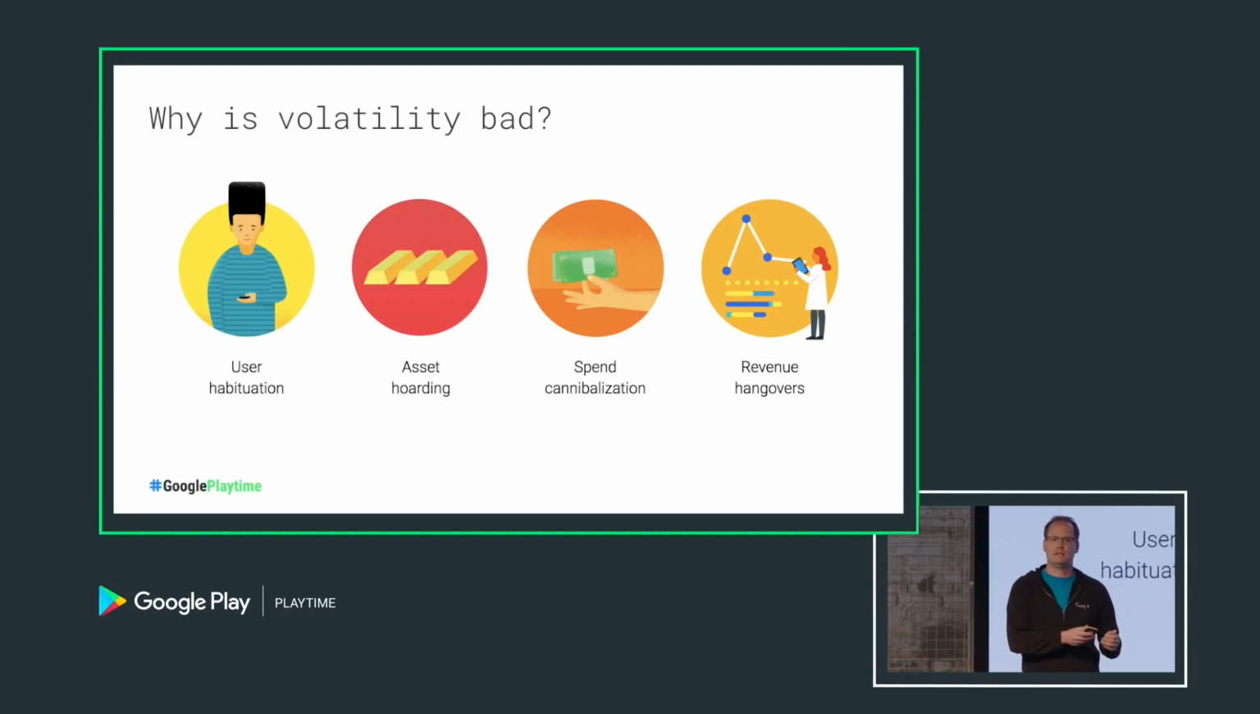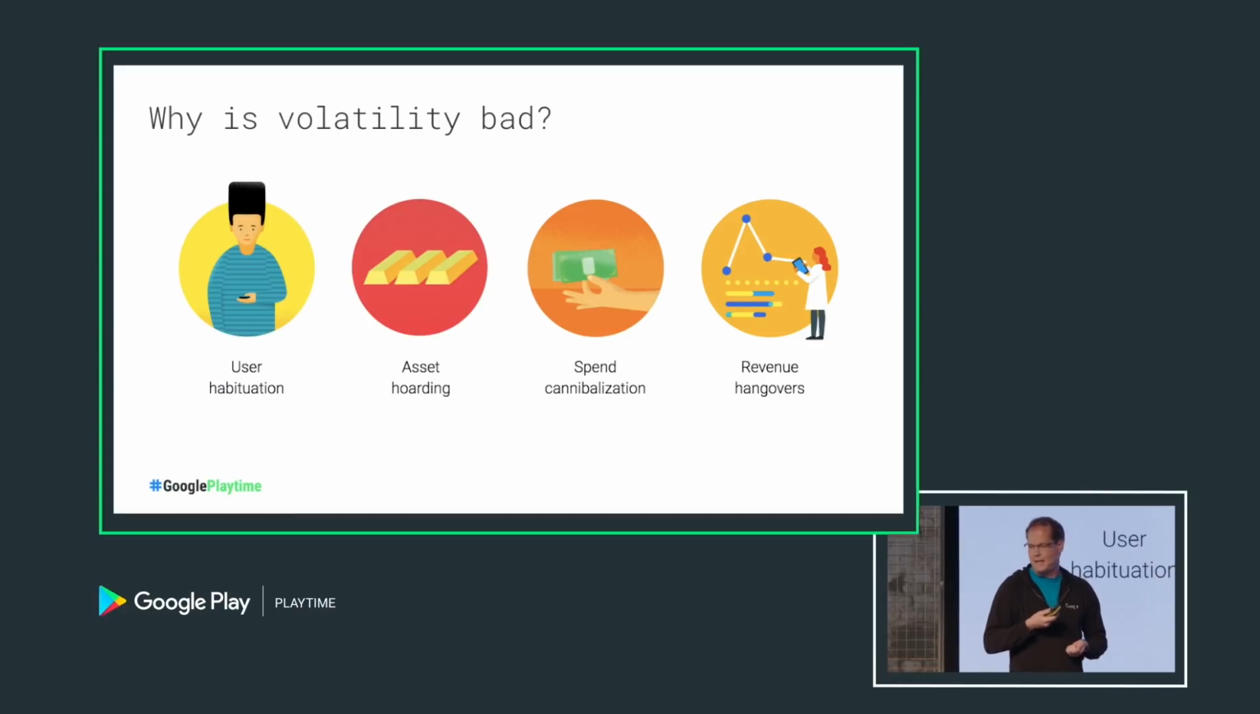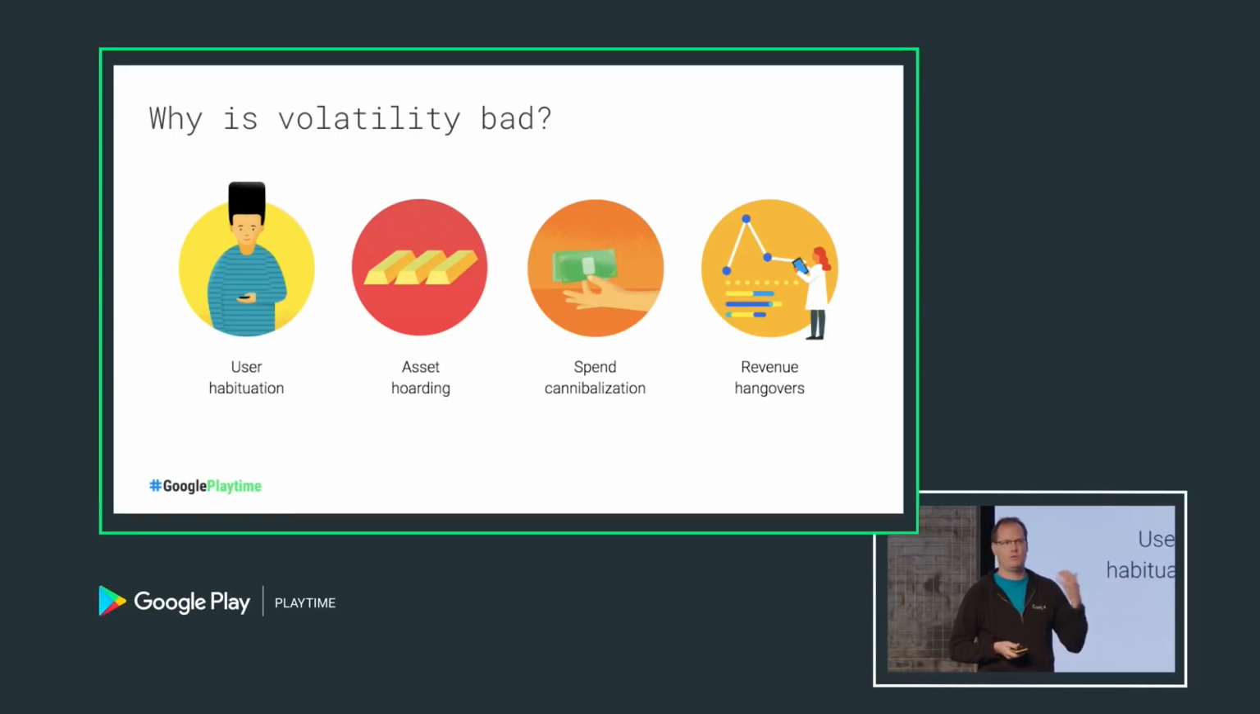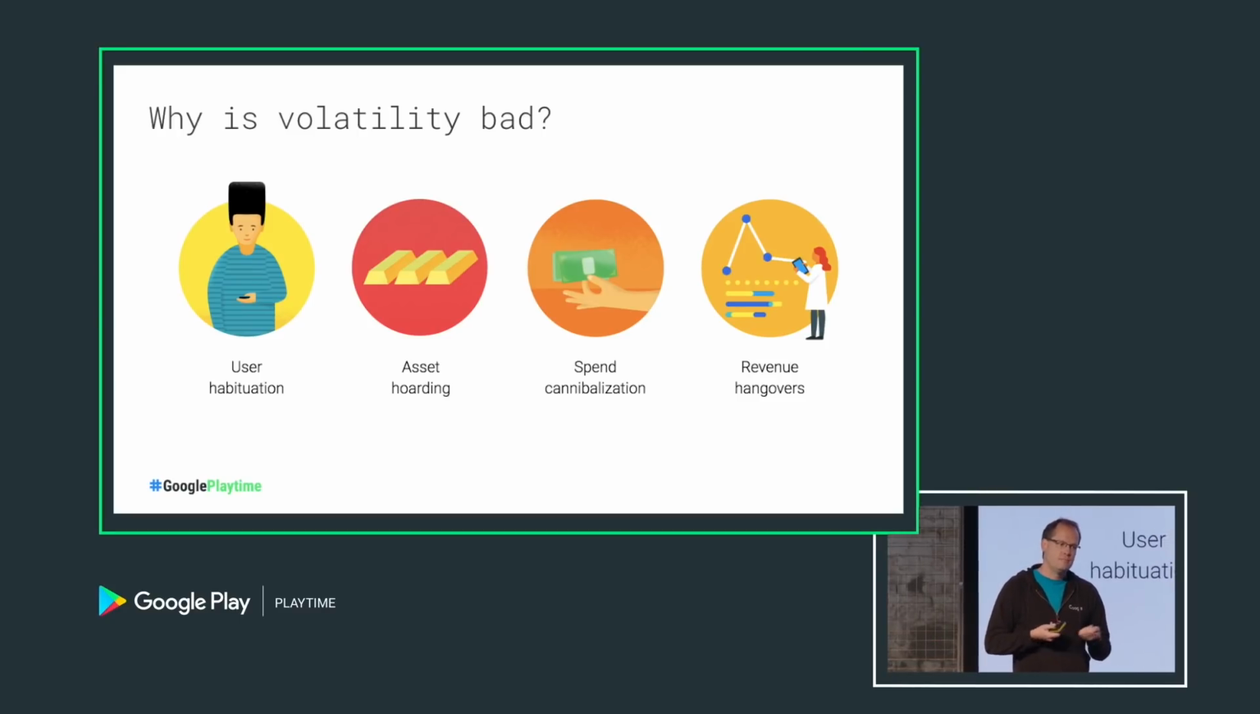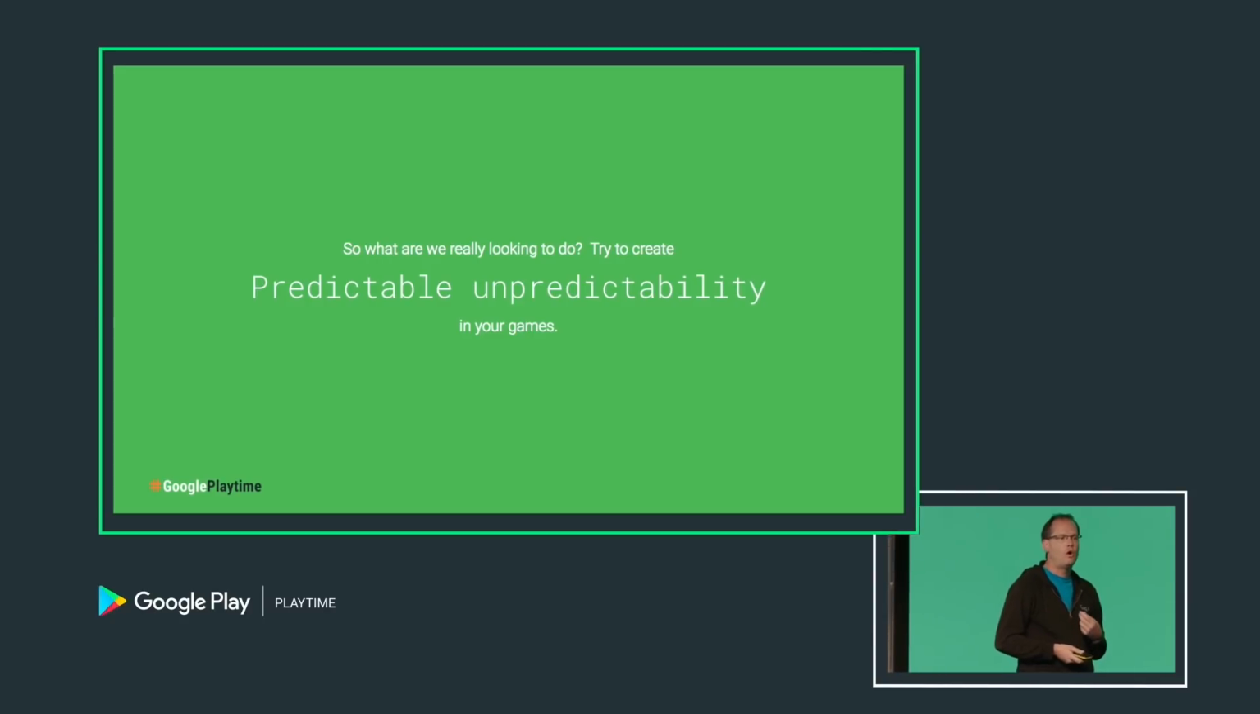Because users know when the sale is, they spend as much money as they possibly can afford during that sale, and then they ride those discounted assets for as long as possible. This results in things like spend cannibalization, because users aren't going to spend right before the sale because they know it's coming. All of these combined give us the revenue hangovers: once players have figured out the pattern, you're actually losing money when you think about when you run your sale and the hangover you receive afterwards.